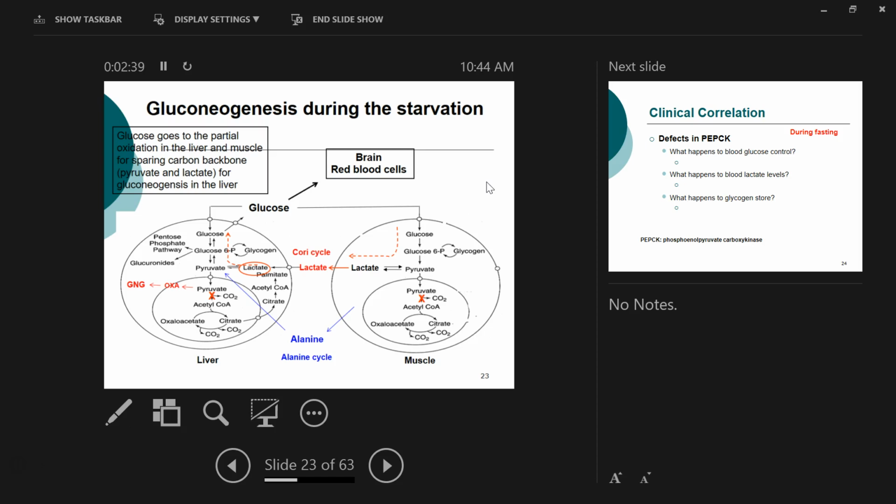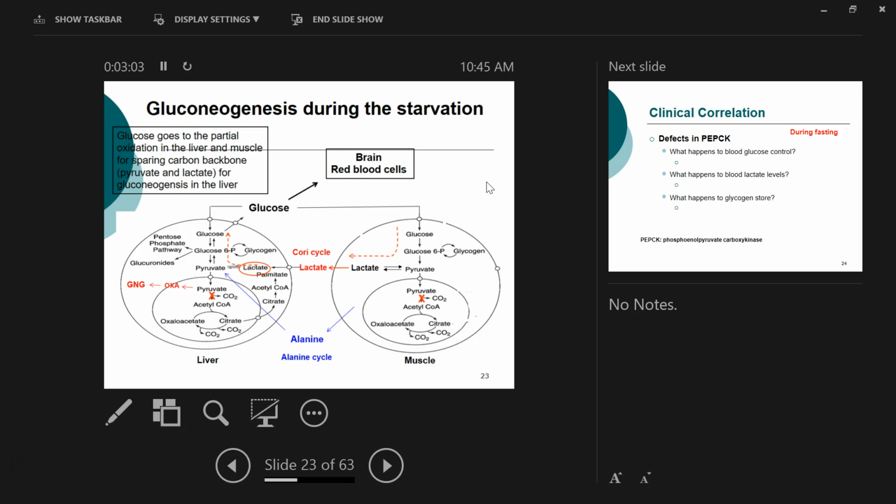And we also mentioned the two important gluconeogenic cycles. You still remember which two cycles we learned for gluconeogenesis? Can you tell us? The Cori cycle, right? And the alanine cycle.